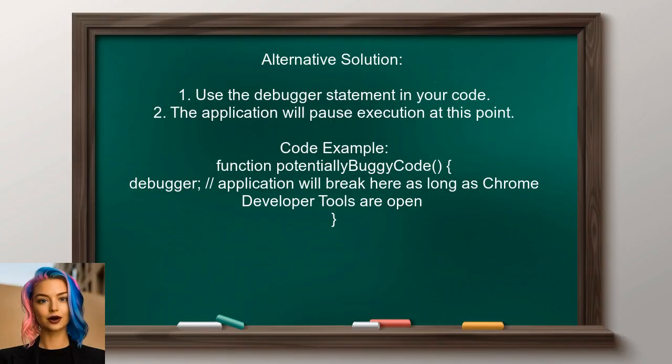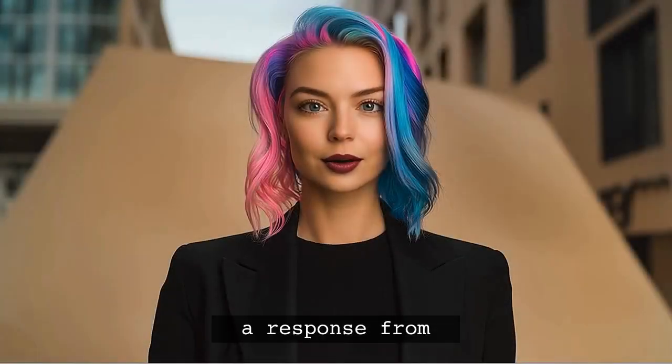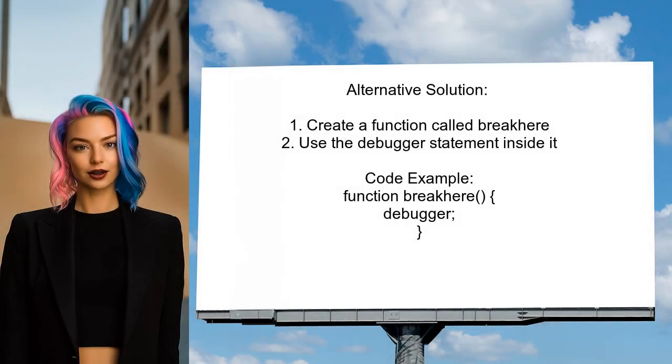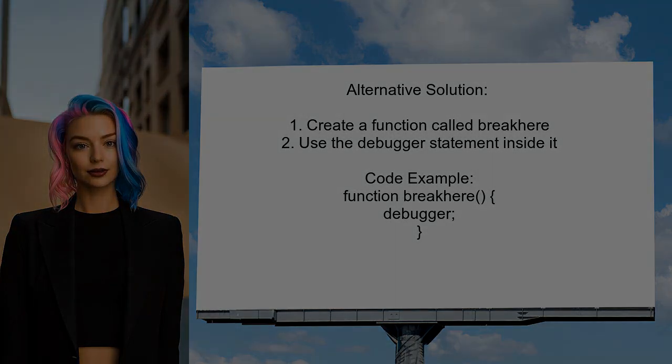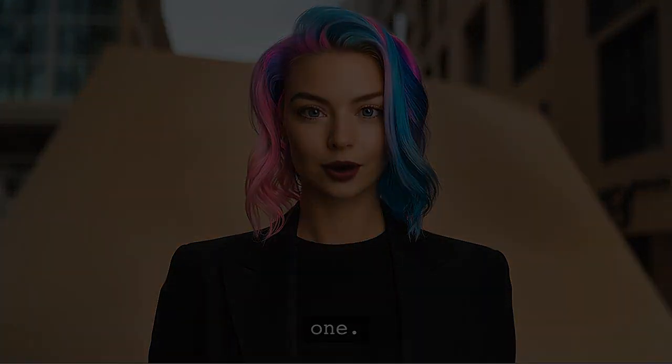An alternative approach suggested by another user is to use the debugger statement directly in your source code. This method allows you to set a breakpoint that will trigger when the Chrome developer tools are open. Now, let's see a response from a different user. An alternative approach provided by another user is to use a simple function to trigger the debugger. They suggest creating a function called breakHere that contains the debugger statement. That's all on that answer. Let's take a look at another one.